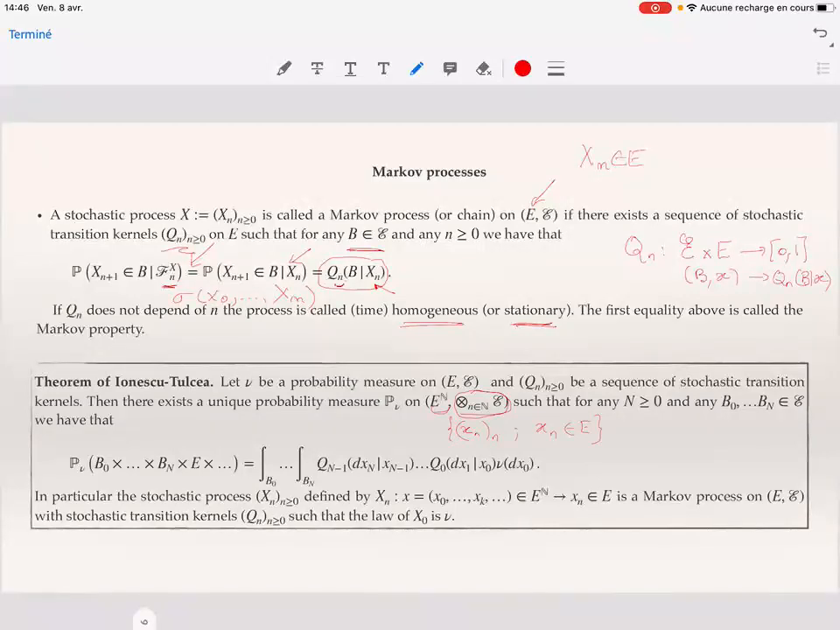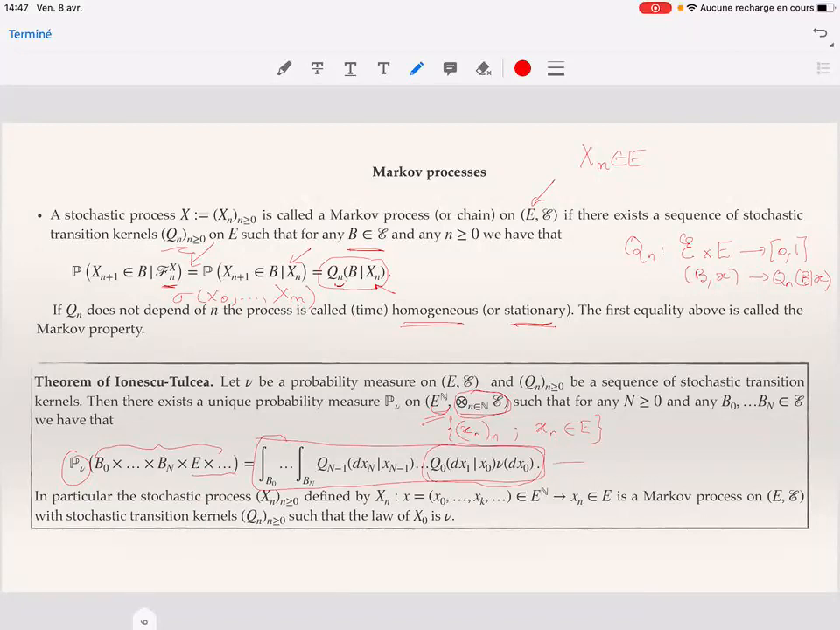If you consider a cylinder set B0, B1, up to Bn, and then E and so on, then there is a probability measure P nu, defined on this space, which satisfies this property. It is a multiple integral over B0, B1, B2, up to Bn. So X0 is in B0, X1 in B1, X2 in B2, and so on. You start with the variable X0 having law nu, so you integrate nu dx0, and then you integrate with this transition kernel, and you continue like that until the end.